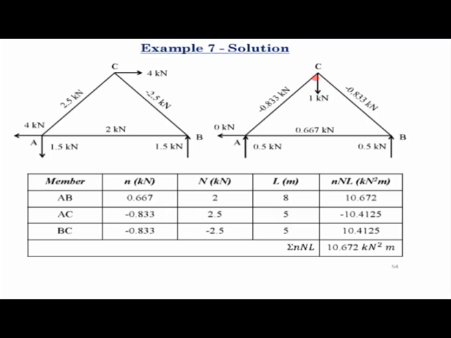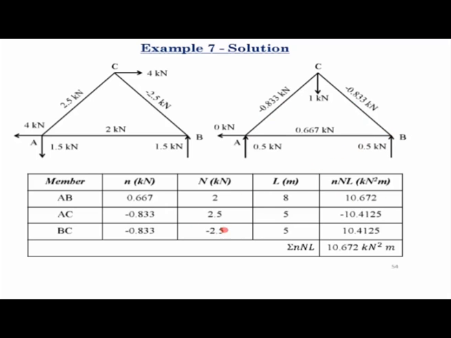So those are the member forces in the three truss members due to the applied 4 kilonewtons acting to the right. Now if we consider the member forces due to the virtual load of 1 kilonewton acting downward at C, you will see the reactions are 0.5 kilonewtons at each of the supports, and the member forces are 0.667 kilonewtons in member AB and minus 0.833 kilonewtons in each of members AC and BC.